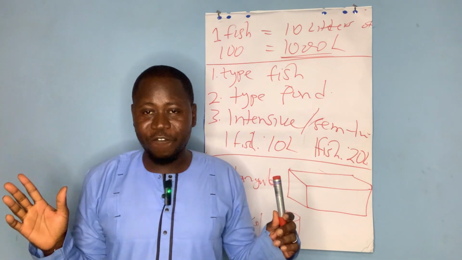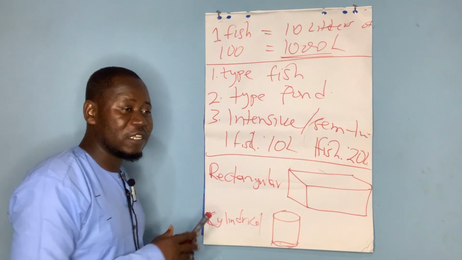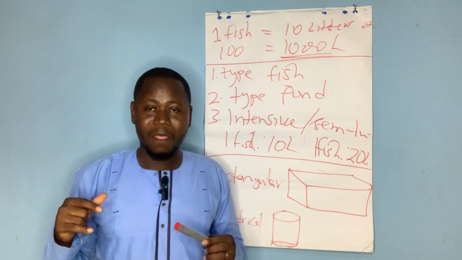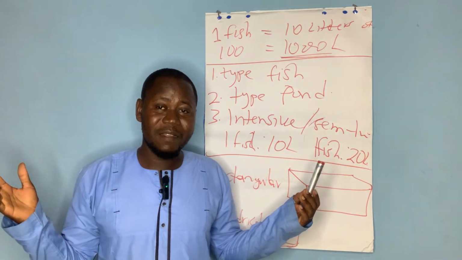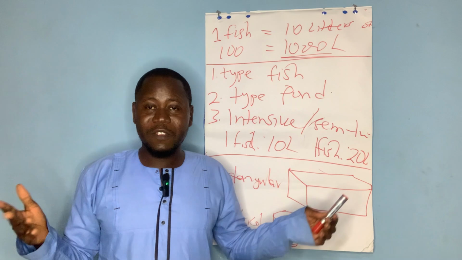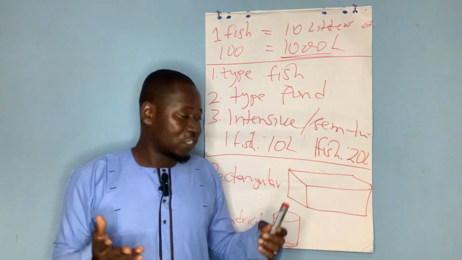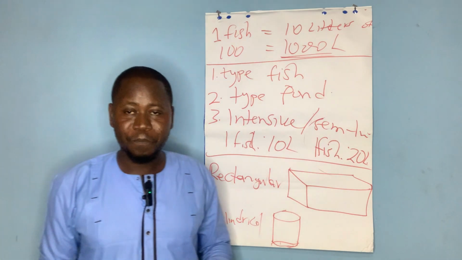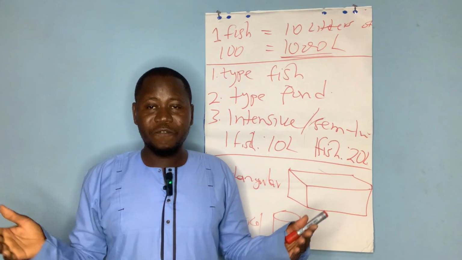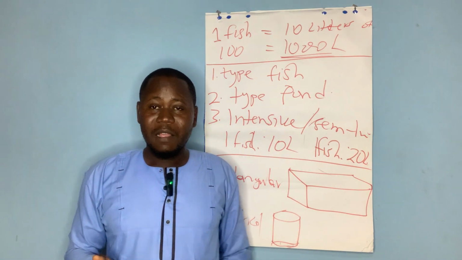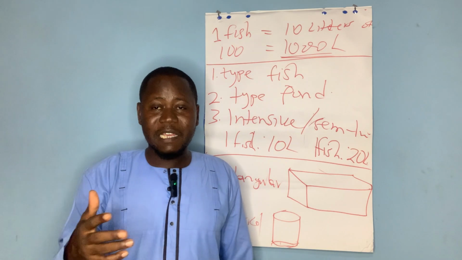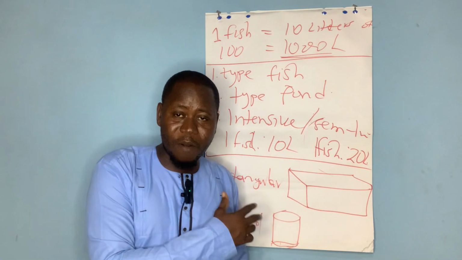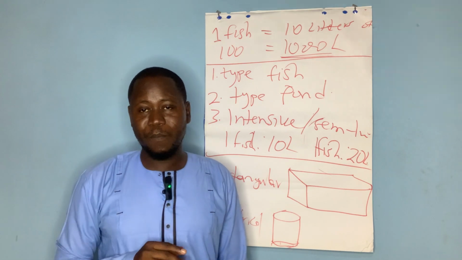Because most of those selling the fish pond, they just tell you the fish pond is 10 by 12 feet. Or 15 by this feet. If it is square, so this rectangle can be square, that means all the sides will be the same. They'll give you 10 feet square. They will not tell you the liters in the pond or the volume of water in the pond. So knowing how to calculate is very important.